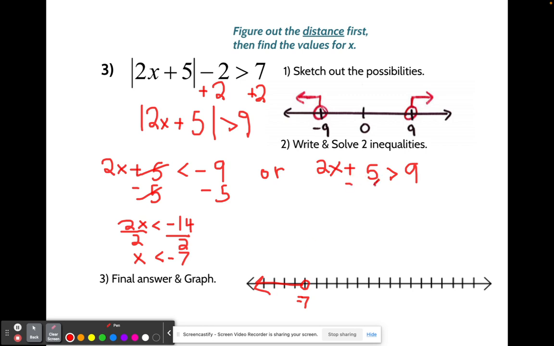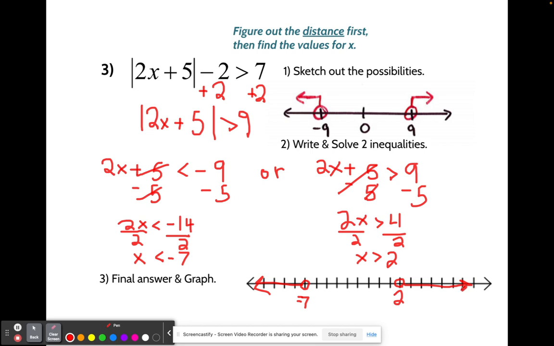Now on this one, I'm going to subtract 5 from both sides again. And I get 2x is greater than 4. Divide both sides by 2. And x is greater than 2. So I'm going to have an open circle at 2, and my answers will go this way.